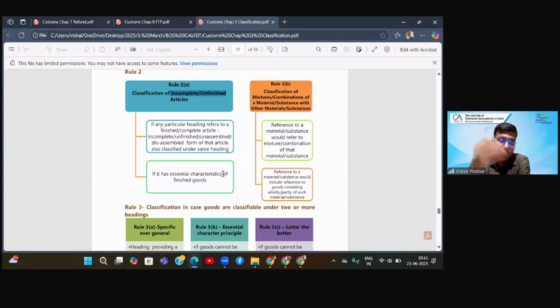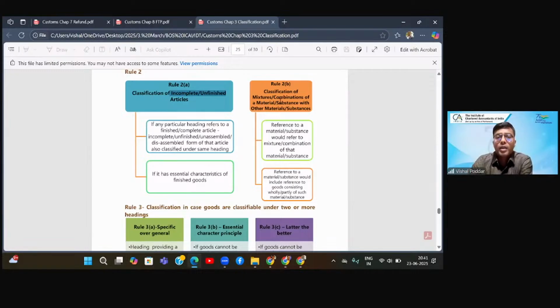So all these parts combined are finished goods only, but they are transported in this form just for ease of transport and handling. That is where Rule 2A says unassembled, unfinished will be classified in the final product category only. They will not be classified in the parts, because physically what you're receiving is parts. But since it is the whole, the final product, you will classify it in the category of final product.